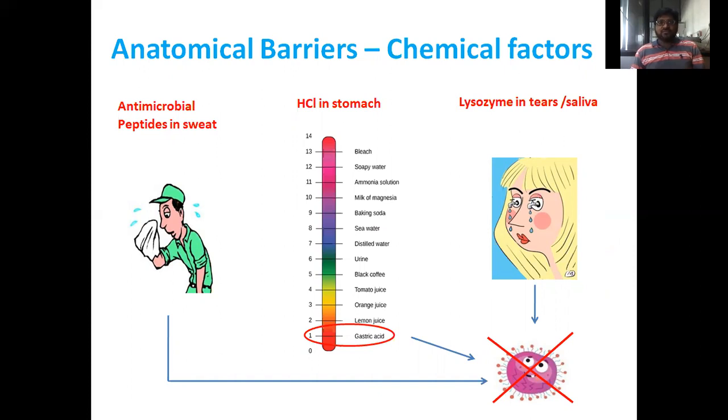Third one is lysozyme in tears. Saliva and tears contain lysozyme. Lysozyme is a type of enzyme that cleaves the bond in the cell wall, so it can cleave the microorganisms. So these are the chemical factors present in sweat, stomach, tears and saliva. Stomach containing the mucous membrane.